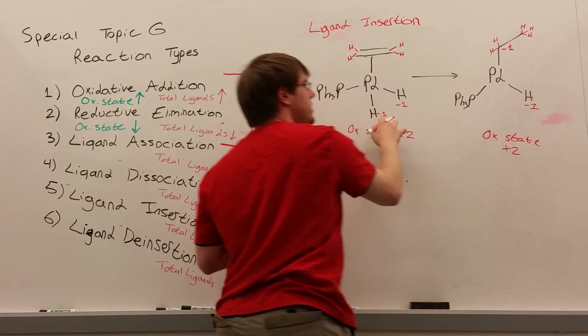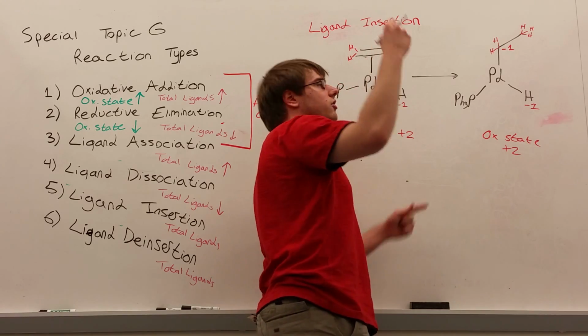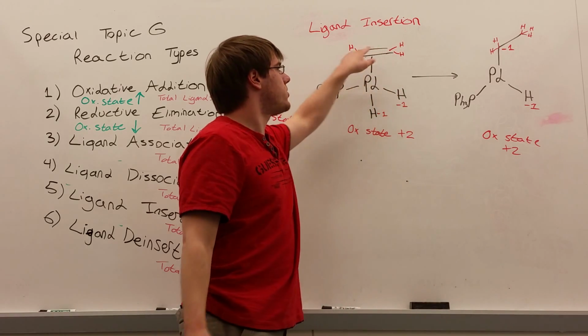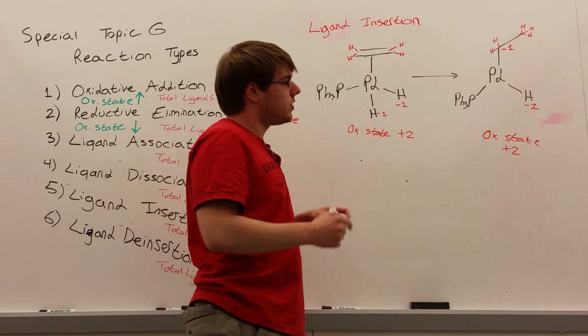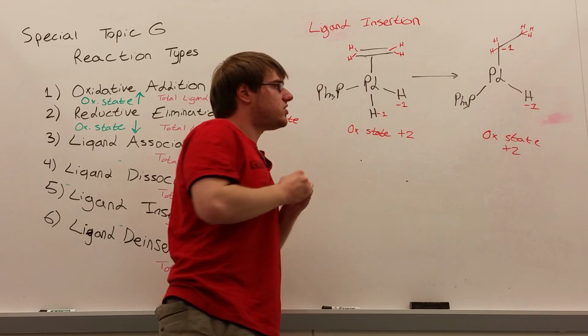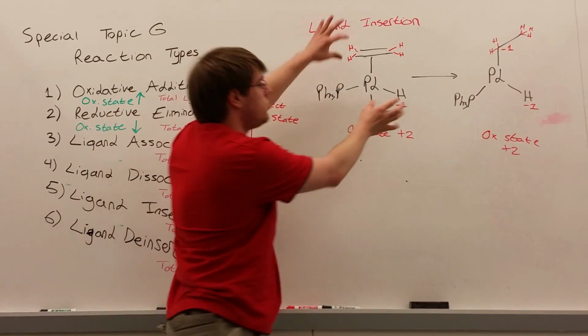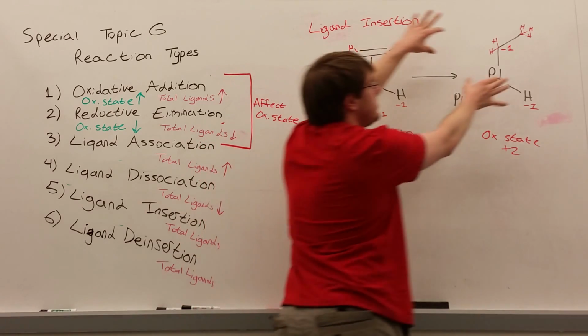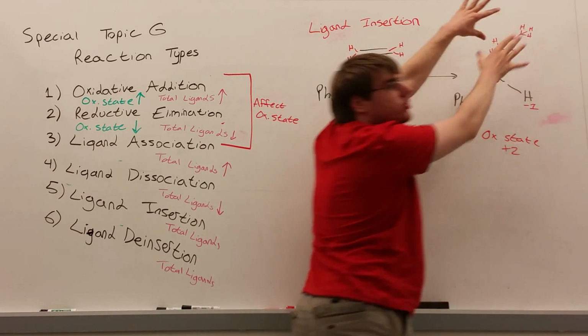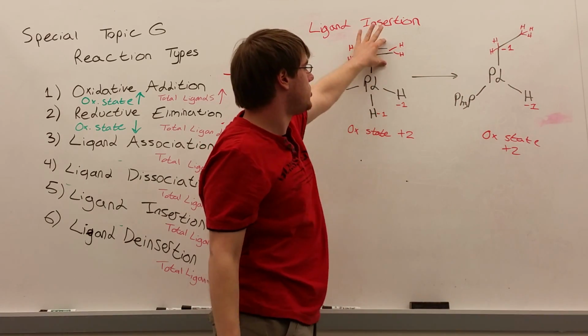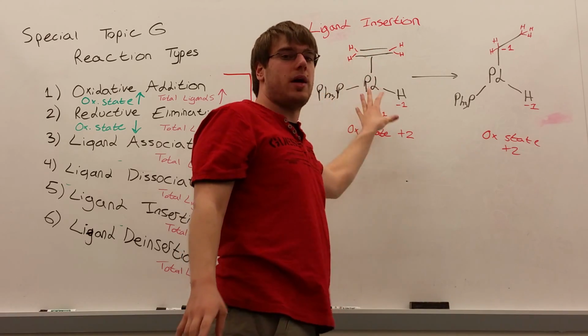What happened is one of these 2 hydrogens inserted itself onto the double bond so the double bond could attach to the metal. So ligand insertion isn't just adding something to the metal, it's actually taking 2 separate ligands and fusing them together into one. So what you're doing is you're inserting the hydrogen onto another ligand, not onto the metal.